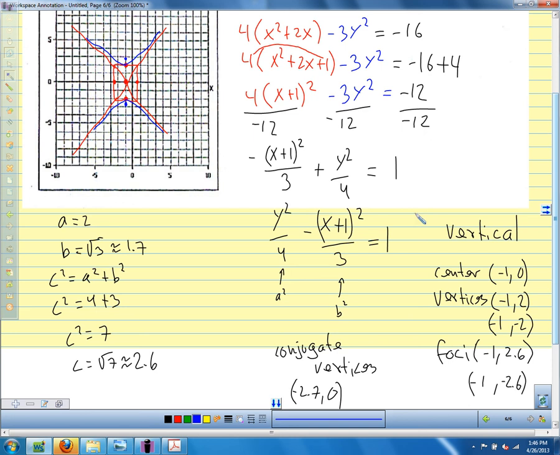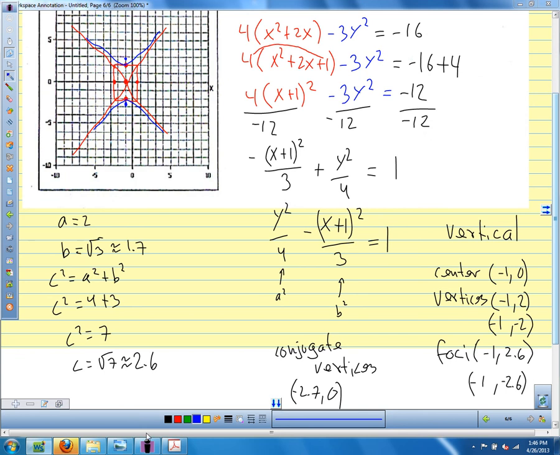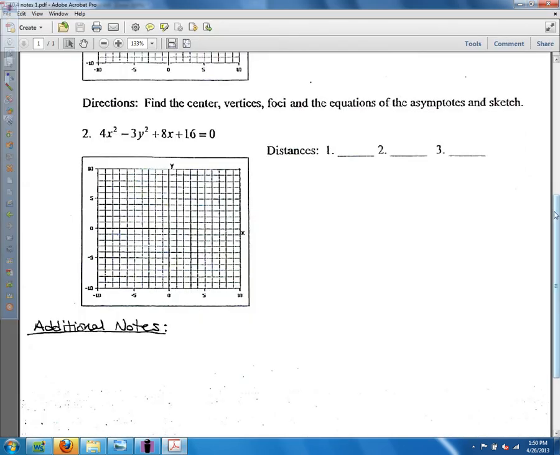So we're all set with that one. Any questions on that example? So those are the kinds of problems that you're going to have to solve using hyperbolas. Now let me talk really quickly. There's one other thing that we need to do for the very end of the chapter. One other type of problem. So let me grab the sheet, the additional notes.